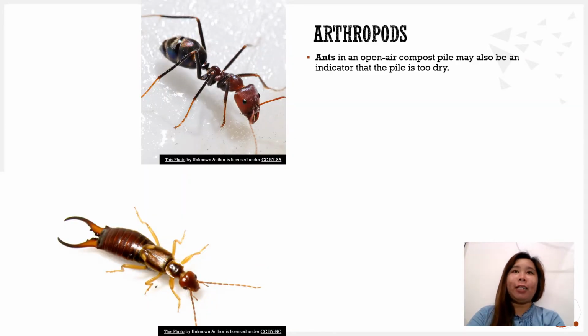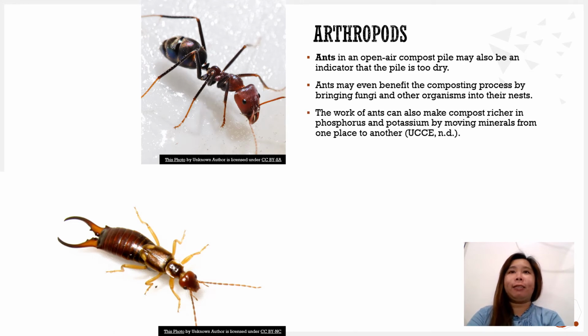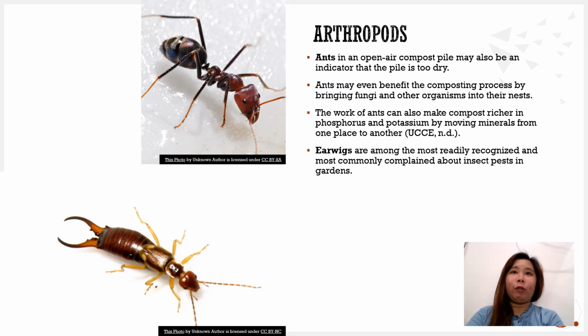We also have the ants. Ants in an open air compost pile may also be an indicator that the pile is too dry. Ants may even benefit the composting process by bringing fungi and other organisms into their nest. The work of ants can also make compost richer in phosphorus and potassium by moving minerals from one place to another. So that's the role of ants.